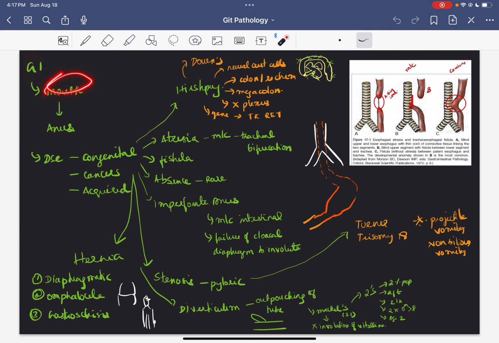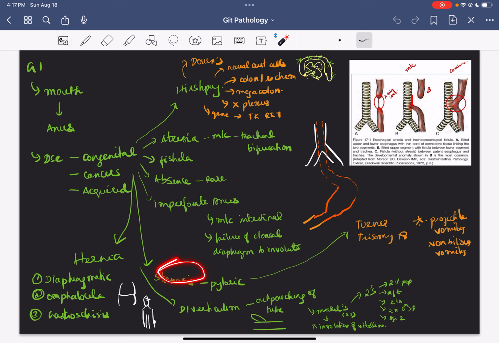The GI tract, as you know, starts from the mouth and ends in the anus, right? So we'll be dealing with the esophagus, which is almost the first part of the tract after your oral cavity. Let's talk about how the diseases are classified when you talk about the esophagus. You can talk about the congenital ones, the cancers, and the acquired diseases. The first, let me talk to you about the acquired diseases.